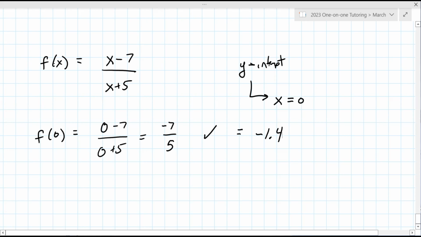All right. What I'm trying to get you to see is that the y-intercept means putting 0 in for x. Okay, putting 0 in for x. So what is the ordered pair here of the y-intercept? What would I write? 0, negative 7 over 5. Very good.